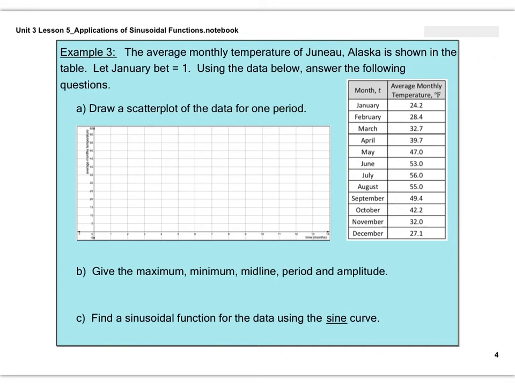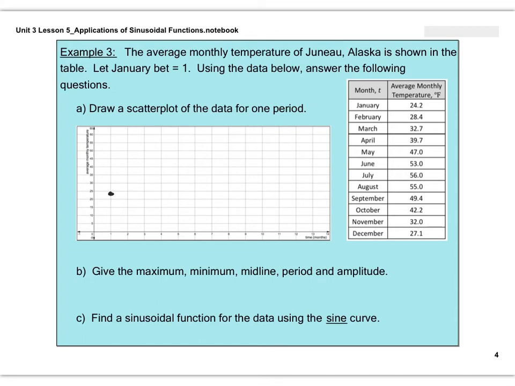They already have the graph labeled for us, and they said let month 1 be January. So at January, the temperature is going to be about 24.2. So I'm going to go 1, and then 24.2 is approximately there.